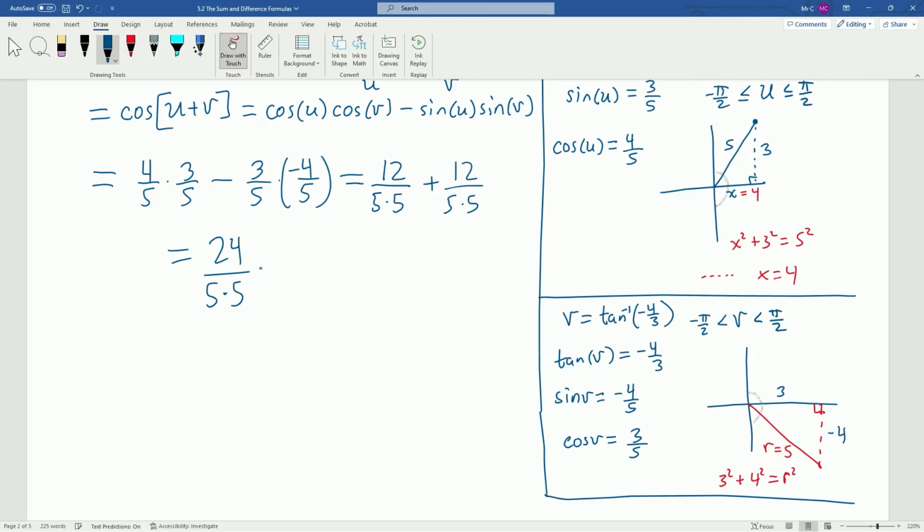And again, as a general habit, I don't multiply out my denominator until the very end so that I can check my factors individually. Is 24 divisible by 5? No. So I'll just go ahead and write 5 times 5 is 25.